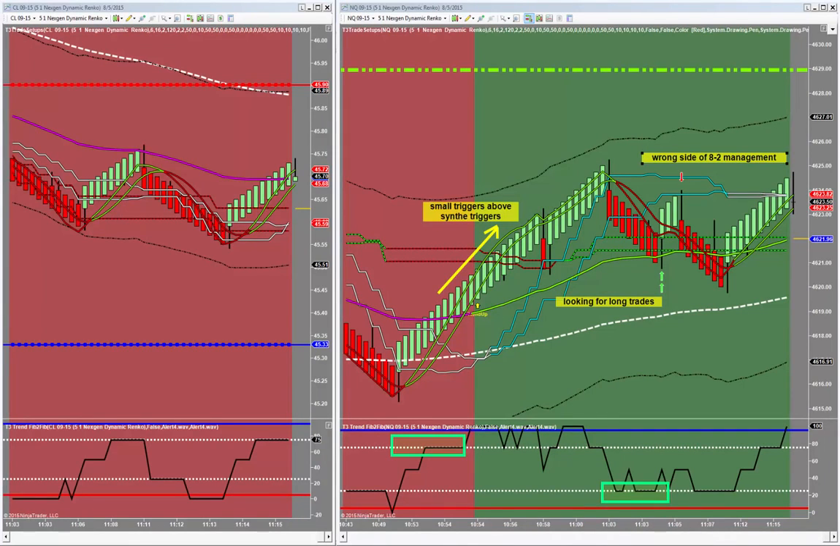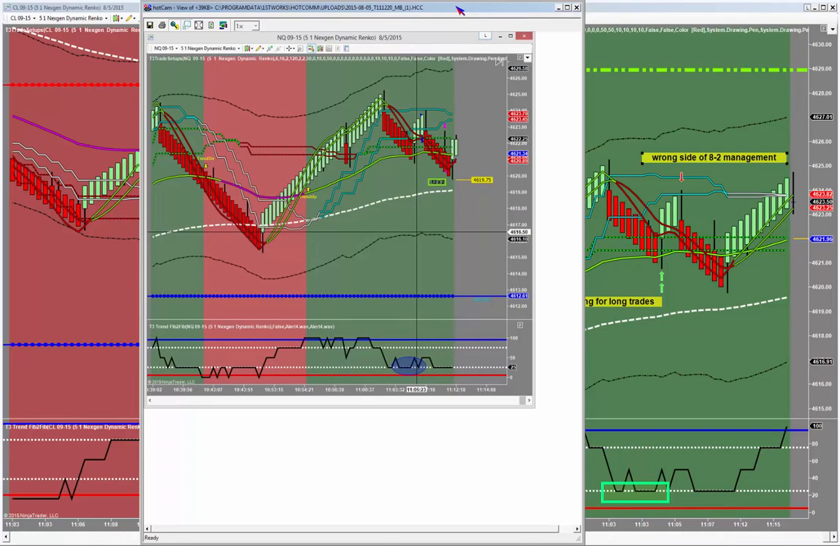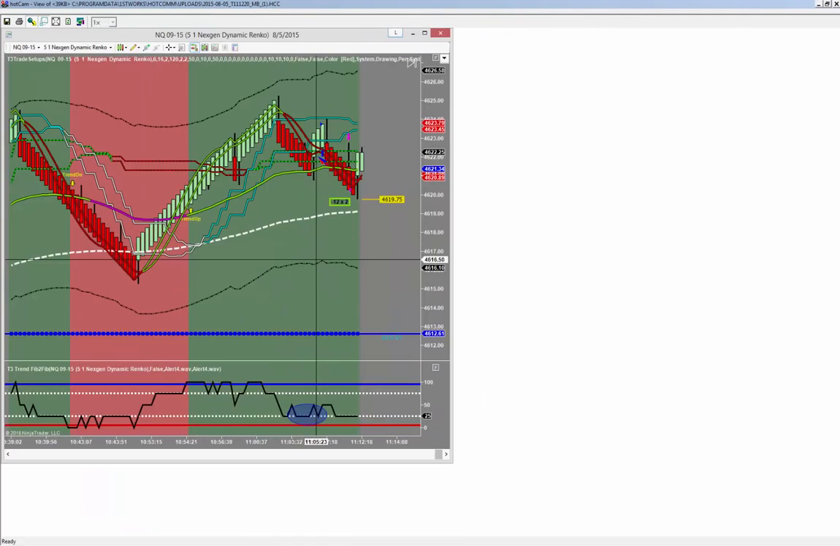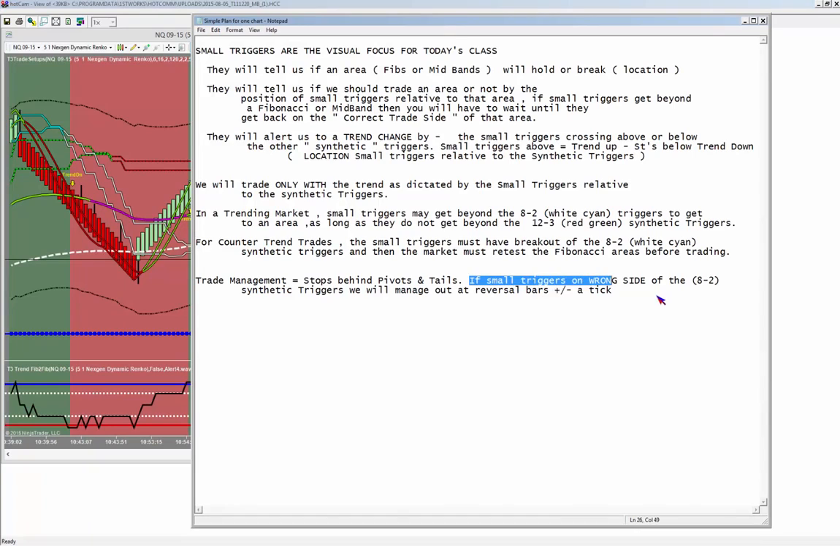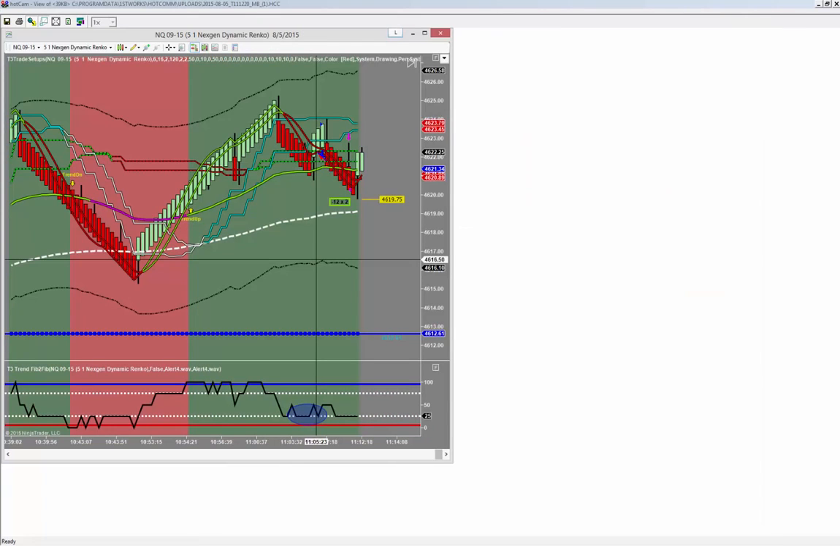And MB, you went long after the reversal bar, and you did not manage it off of the 8-2 small triggers. Again, remember we talked about this morning: if the small triggers are on the wrong side of the 8-2, then you have to manage out tightly. All right, so I know you've got your own rules, but you can see the concept, right? Small triggers below the 8-2s. Is there really a reason to take the whole loss on that thing? Probably not.